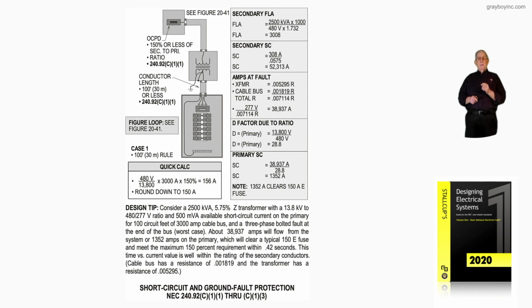So with the information given in the design note, this Figure 9-33 shows a good rule of thumb method for determining the short circuit and ground fault protection when we apply NEC 240.92(C)(1) through (C)(1) Item 3.